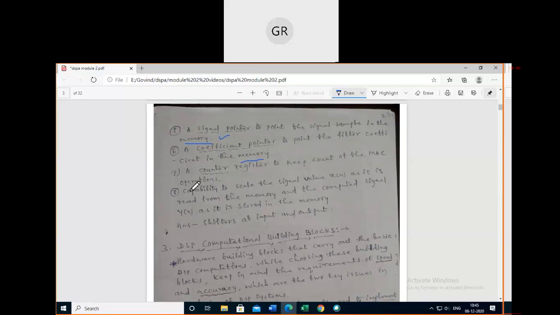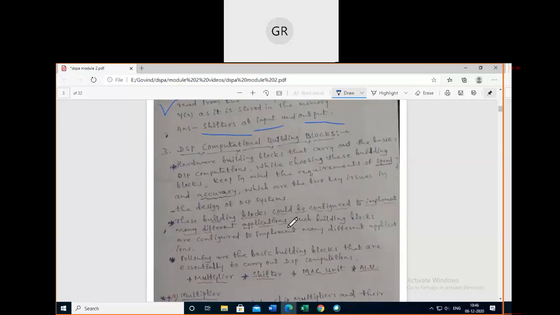Okay, then the last one is the capability to scale the signal value x(n) as it is read from the memory, and the computed signal y(n) as it is stored in the memory. For that, here we can do the scaling. For scaling purposes, we use shifters. Shifters at the input side and output side. Just remember here.